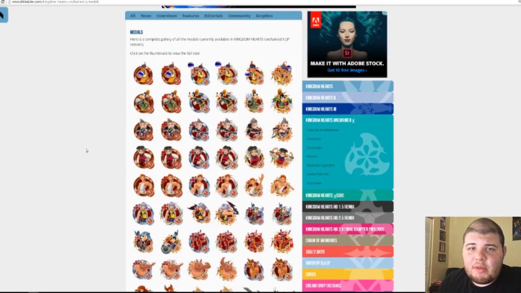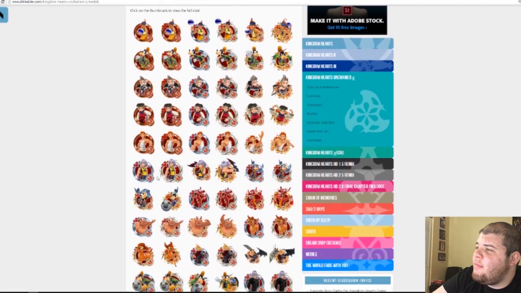Hello everybody and welcome to some more Kingdom Hearts information and news. Today we're looking at some medals here from the Kingdom Hearts Unchained Key game.